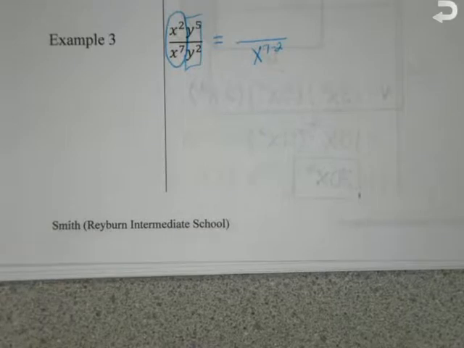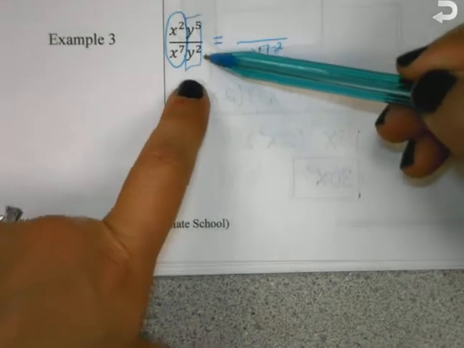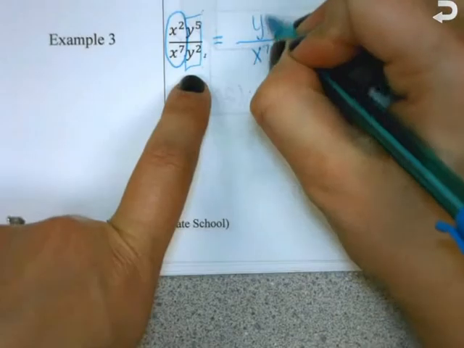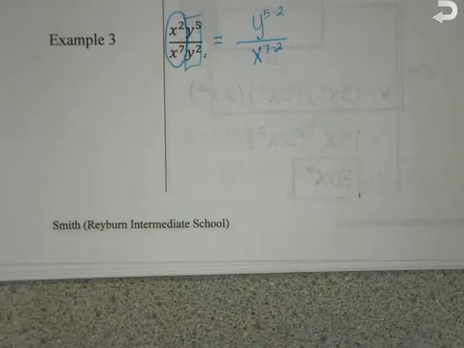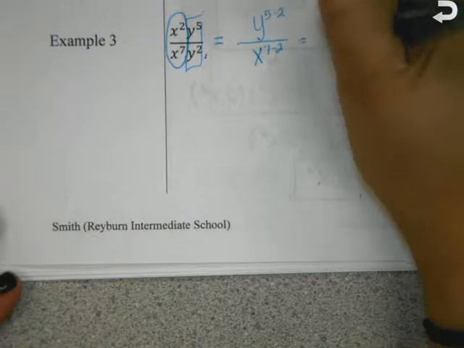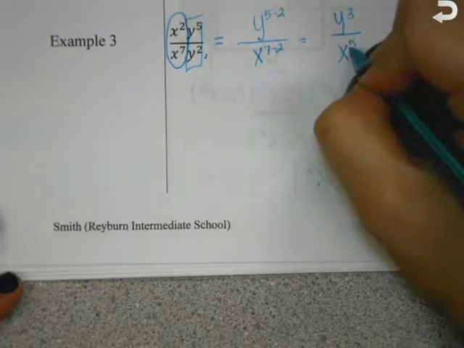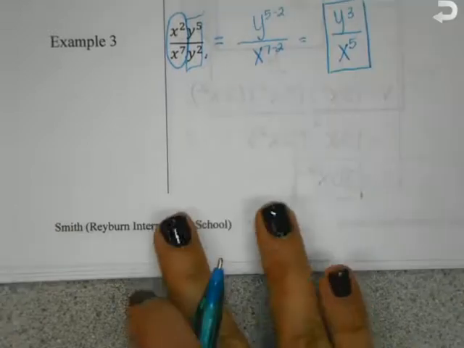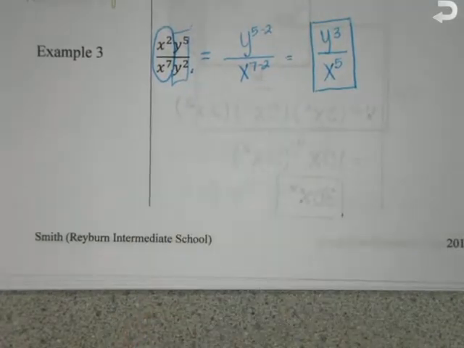What about my y's? Where are the more y's, in the numerator or the denominator? Numerator, so that's y to the 5 minus 2. So then what's my answer? y to the 3rd over x to the 5th. And that's your answer. If you use that trick, you don't have to worry about negative exponents ever. You just put your answer where the bigger one is, and then subtract the biggest minus the smallest.